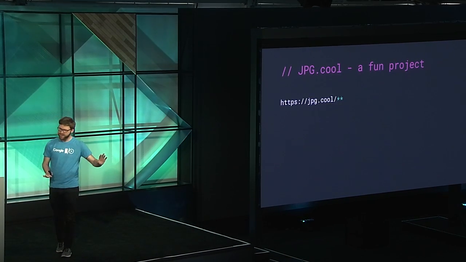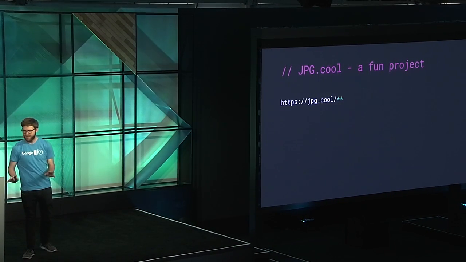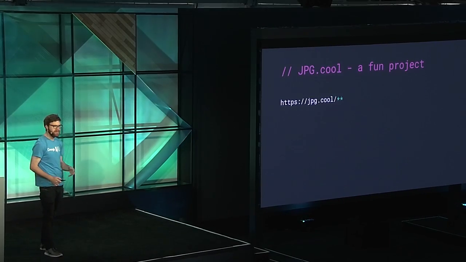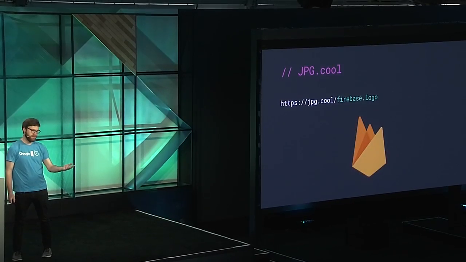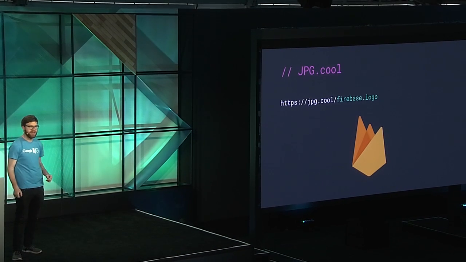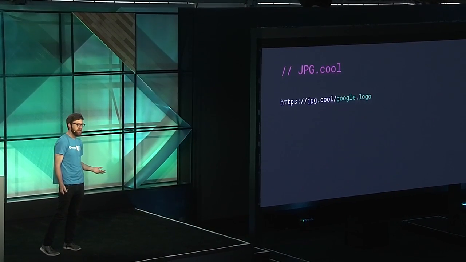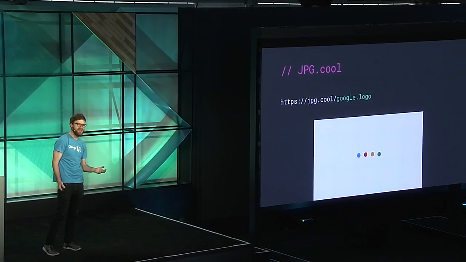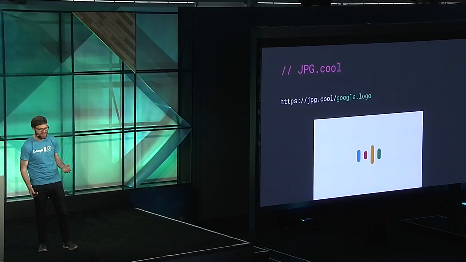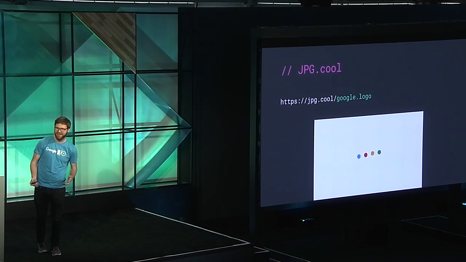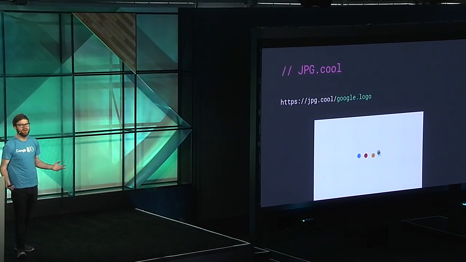If you put jpeg.cool/anything into your browser, it'll go and find you an image or an animated GIF, and it'll return that to you. So for example, if you typed in jpeg.cool/Firebase logo, it'll get you back a Firebase logo, and it just returns that as an image. If you typed in jpeg.cool/Google logo, it'll get you back this really complicated animated GIF of the Google logo. It's not very consistent in what it returns, but it'll always get you something, and it's always kind of interesting.